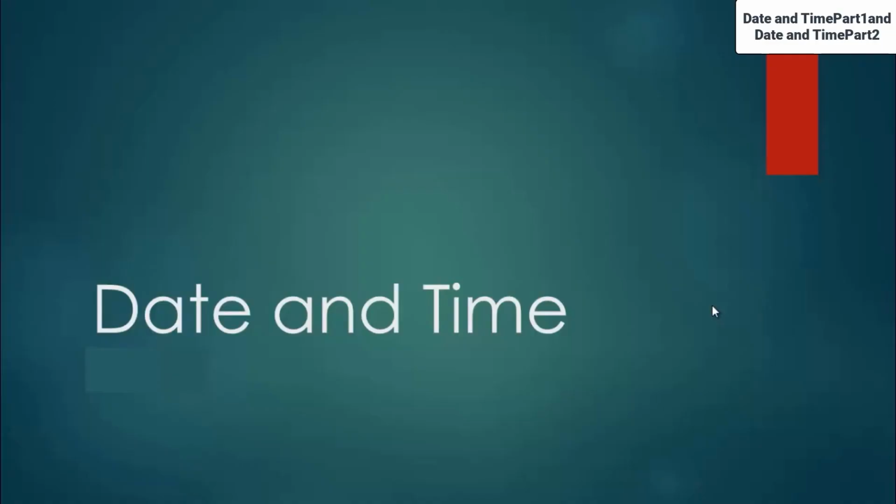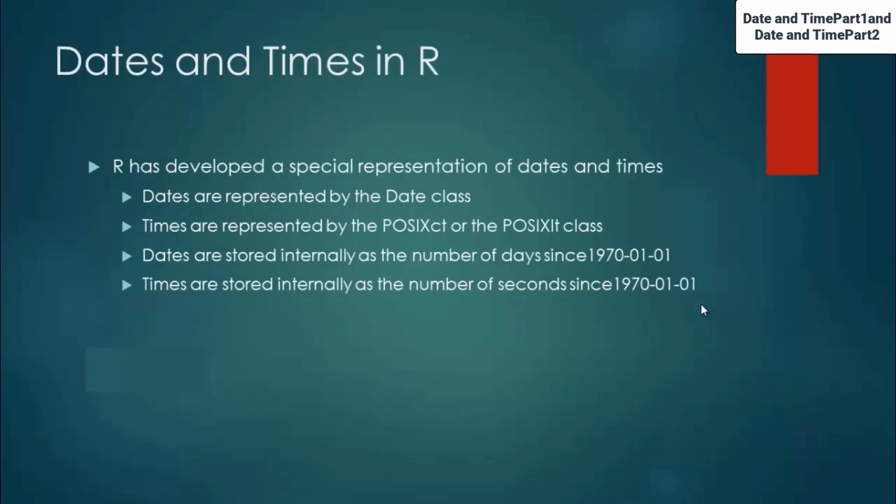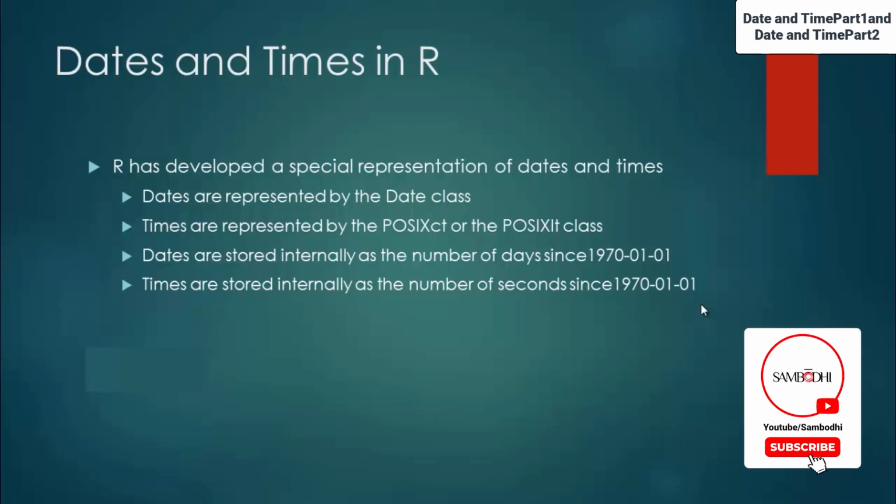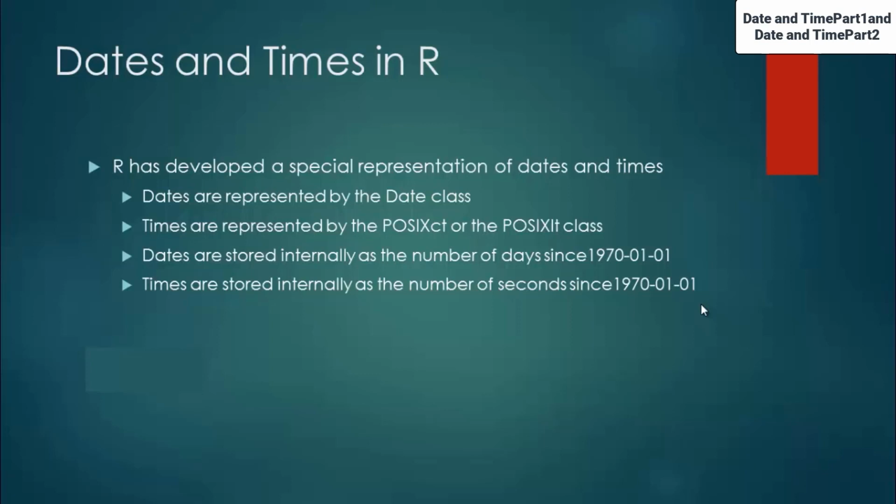Now, in our programming, we are going to see about the usage of date and time and how effectively you can use those variable types for better usage of the data. Dates and times in R have special representation. There is a class called Date which represents the dates, and times are represented by the POSIXct or the POSIXlt class. I'll tell you exactly what those are.